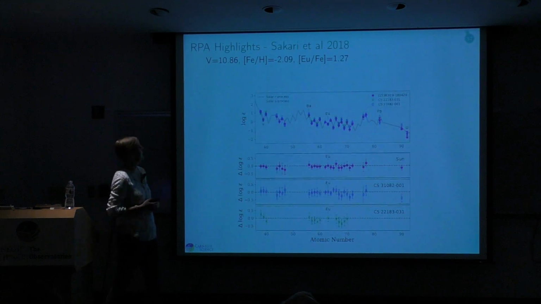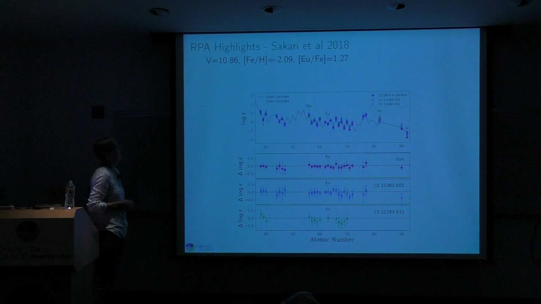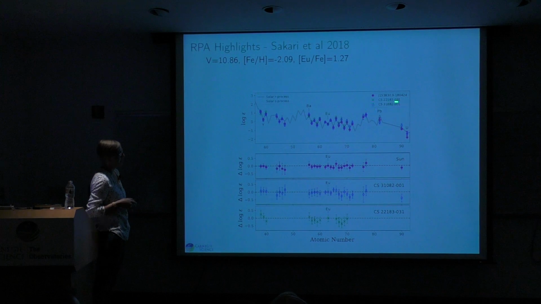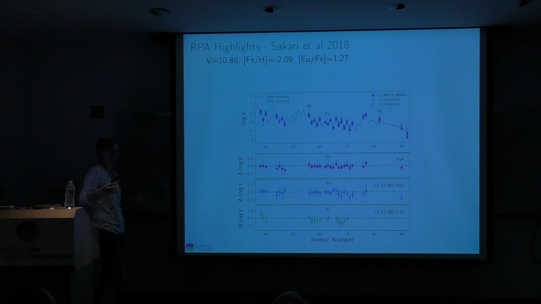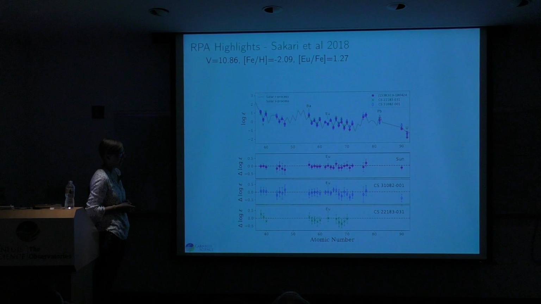Then there's this one, which Charlie Sakari discovered in the northern part of the survey. And at the time, when she published the paper, this was the brightest R2 star that we'd found. It was also one of the most metal-rich ones. We have one at minus 1.5 in the southern sample that we need to look at, but this was pretty metal-rich. And what Charlie showed is that when compared to CS31082, which is one of the first R2 stars to be discovered, and which is a minus 3 star, I think, even over this metallicity range, we still have this very perfect match to the solar system R process abundance pattern.